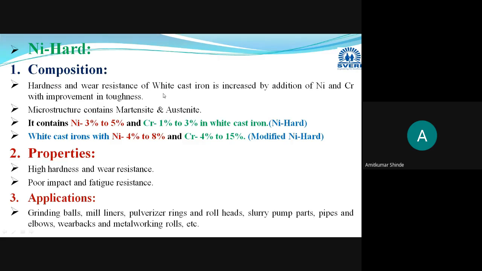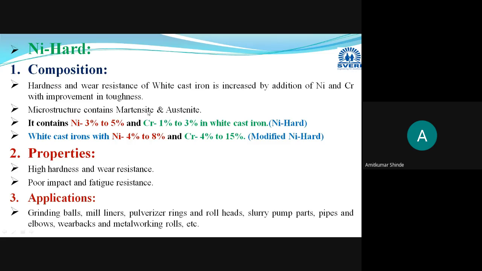The hardness and wear resistance of that white cast iron is increased by the addition of nickel and chromium, and it also improves the toughness of the white cast iron along with the increase in hardness. Some slight change in the toughness will also occur. Now, from the microstructure point of view, it contains martensite and austenite.